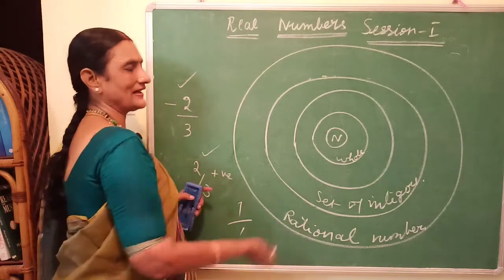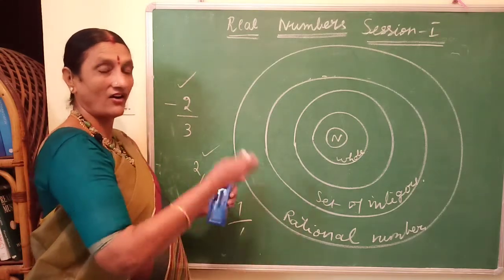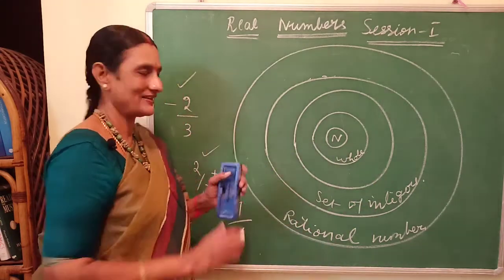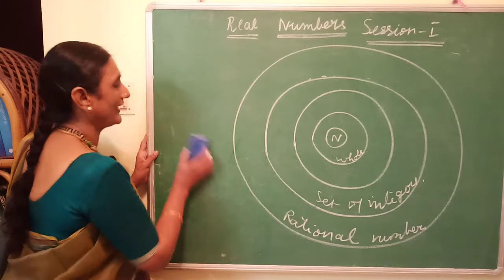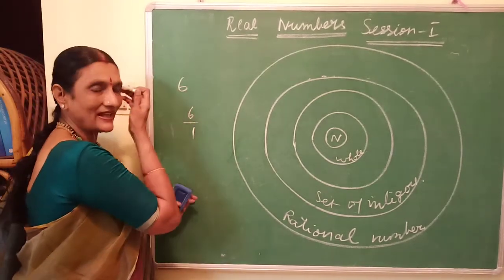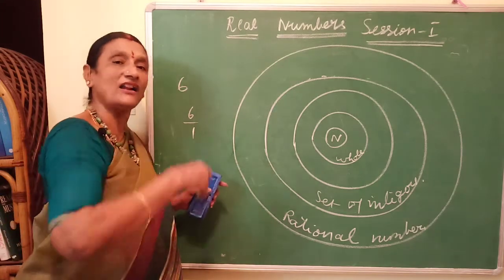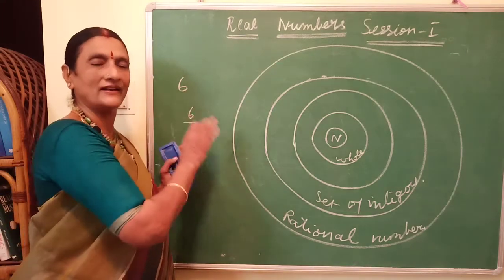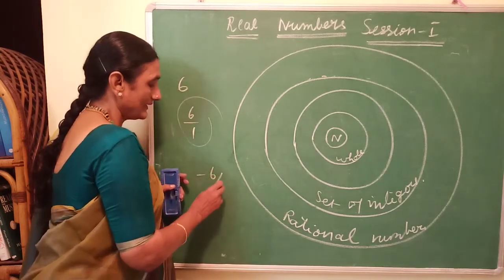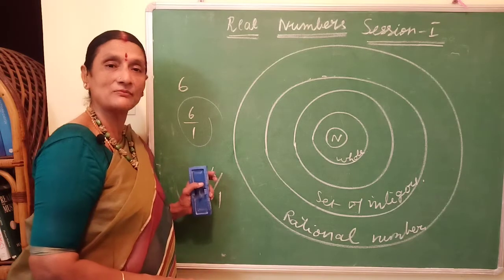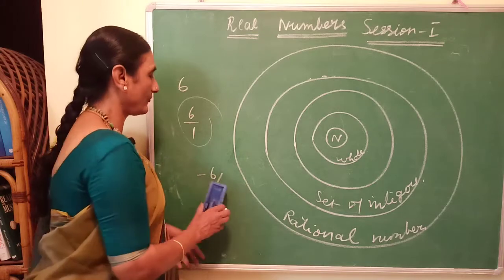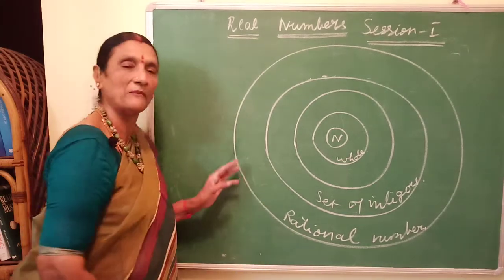All the whole numbers and the set of integers have some representation in the set of rational numbers. So we can define it like this: 6 can be written as 6 by 1. Nothing is there in the denominator means we can always consider the number 1 to be there. Therefore, it becomes a rational number. If there is minus 6, there is always the rational number minus 6 by 1. Value-wise, it is the same. Therefore, we are comfortable in handling such numbers.